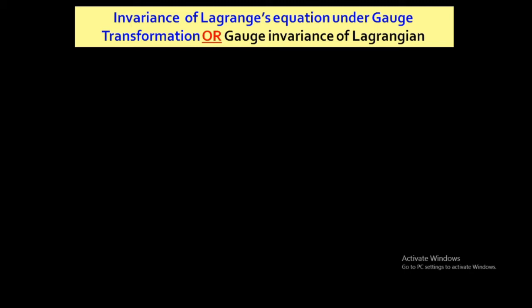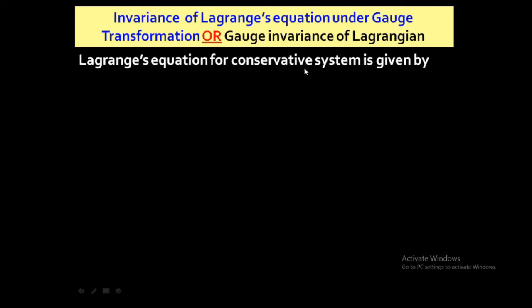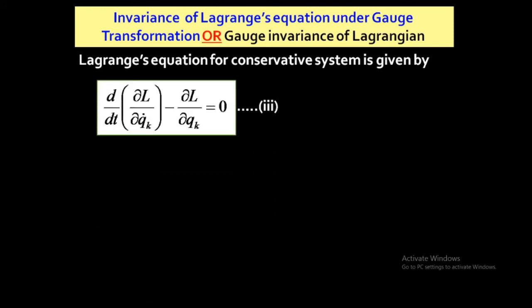So the question comes like this: what is a gauge function, and prove that Lagrange's equation is invariant under gauge transformation. We know what Lagrange's equation is for a conservative system. This is the Lagrange's equation, and you have to remember it: d by dt of del L by del qk dot minus del L by del qk is equal to 0.